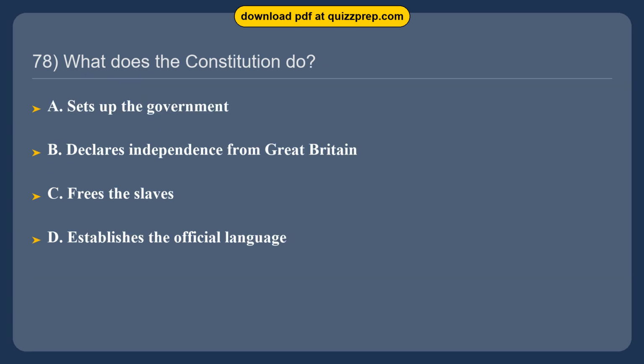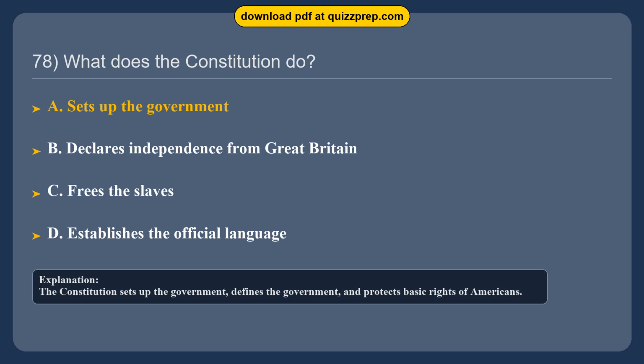Question 78. What does the Constitution do? Option A, sets up the government. Option B, declares independence from Great Britain. Option C, frees the slaves. Option D, establishes the official language. The correct answer is option A, sets up the government. The Constitution sets up the government, defines the government, and protects basic rights of Americans.